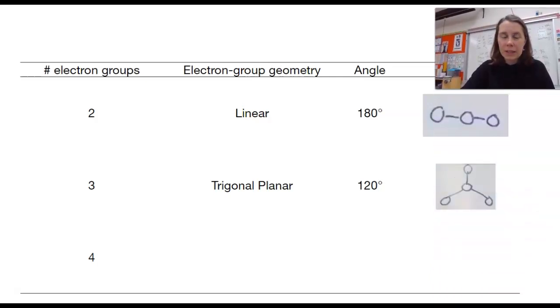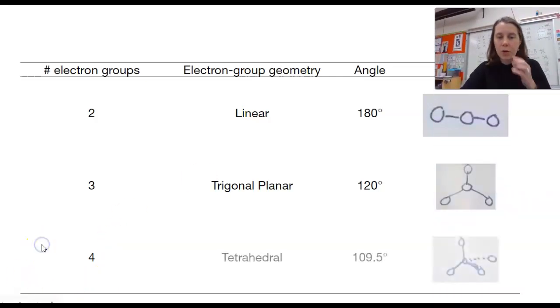And then last but not least, if we have 4 electron groups, that is called tetrahedral. The angle is 109.5. That's the only one that's kind of weird to remember. And then drawing this one is going to be a little bit different because it's not in the plane, so we can't use only lines. All right, so to draw this one, 3 of the atoms can be in the plane at the same time.